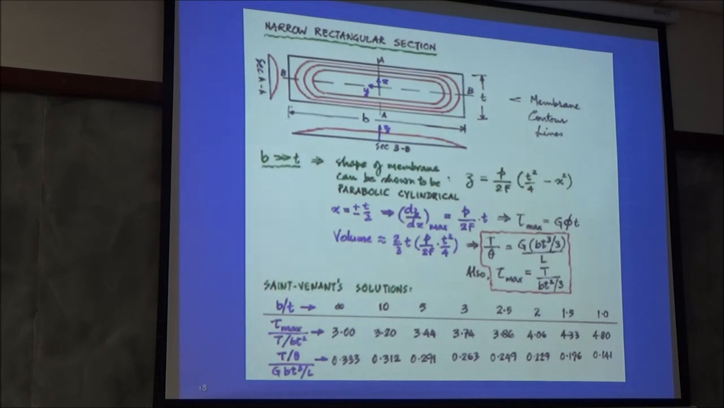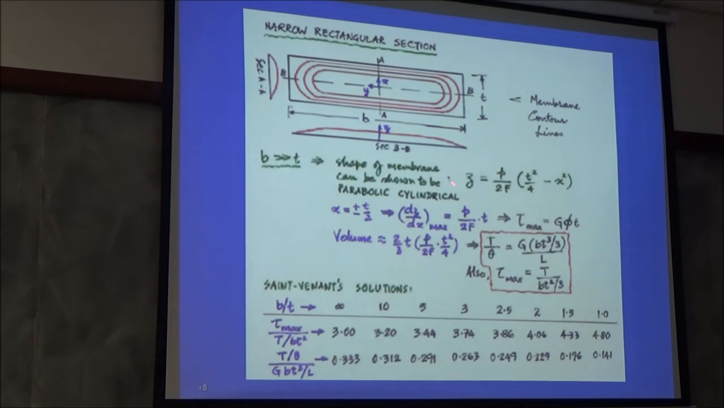Now let's look at a narrow rectangular section. If you blow air into it, it'll take contours like this, can you guess? So if you take a section like this, it'll blow up like that, you'll have maximum here. If you take a section like this, it'll take a shape like this. This part will be almost straight, right? No bending. Now, this is your variation of shear. So what you will find is the shear stress is more or less constant throughout the length.